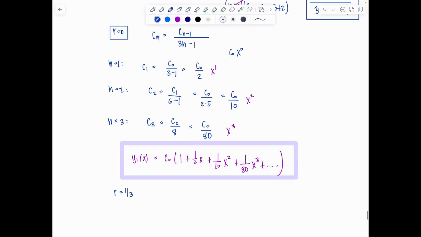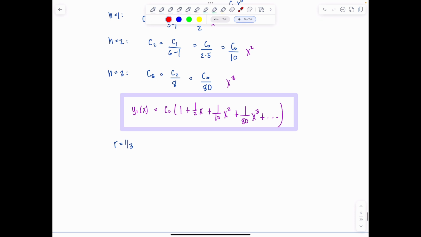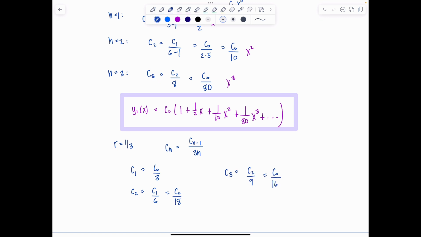And then I come back here, I'm going to substitute in 1/3. Oh, but that's so lovely because that's 1 minus 1 that cancels. So C sub n is just C sub n minus 1 over 3n. Okay, so then C1 is C naught over 3. C2 is C1 over 6, which is C naught over 18. C3 is C2 over 9, which is C naught over 162.